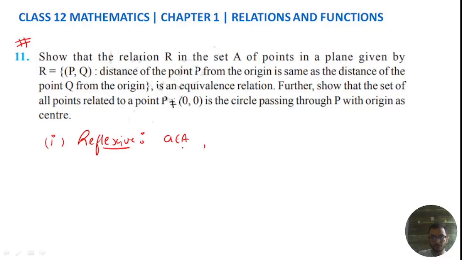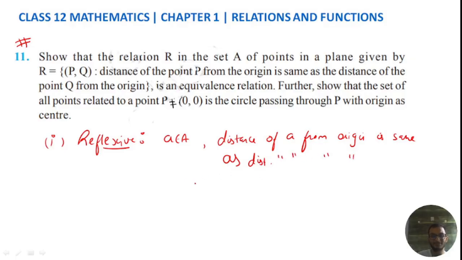Because we know as a belongs to A, the distance of a from origin is the same as the distance of a from origin. I am writing again, but that's what we wanted, right? By that only we can say that (a, a) will belong to R, because (a, a) belongs to R when the distance of a from origin is the same as the distance of a from origin. So it is reflexive.